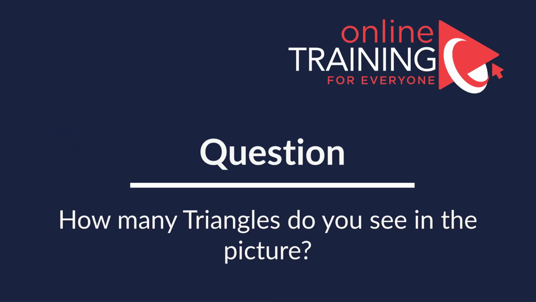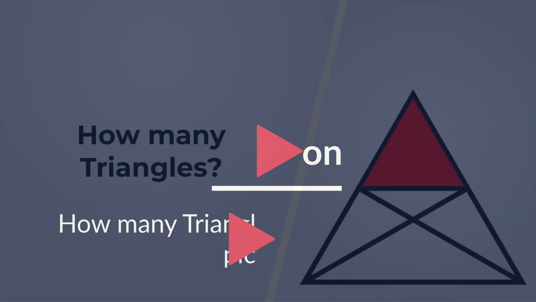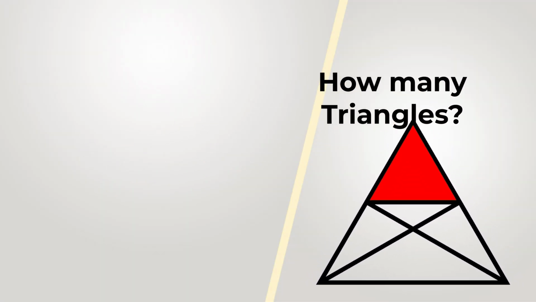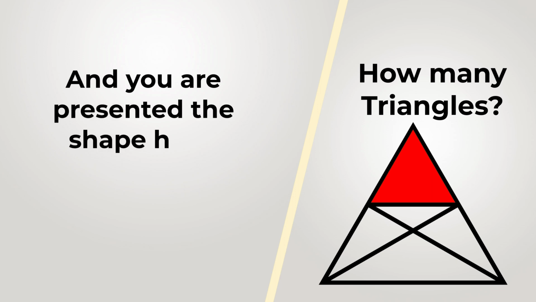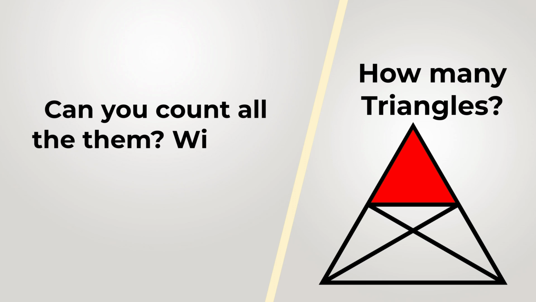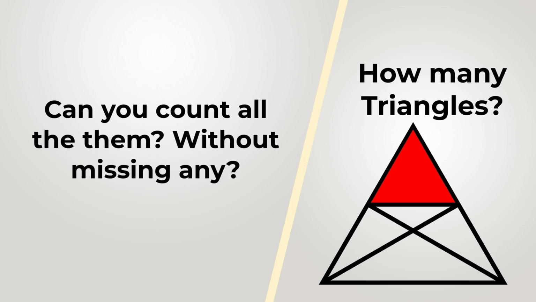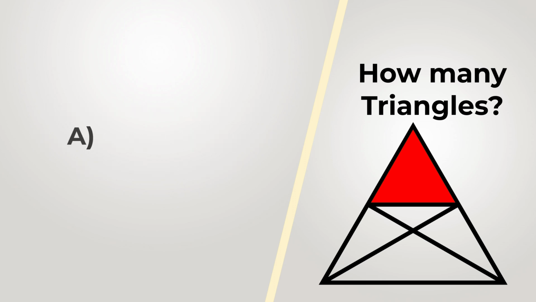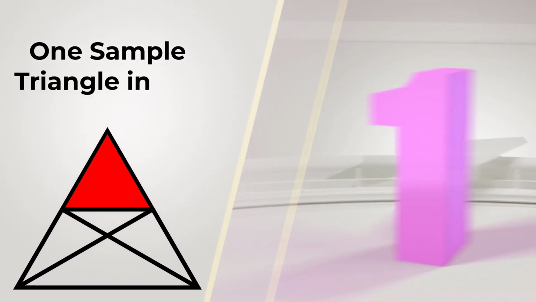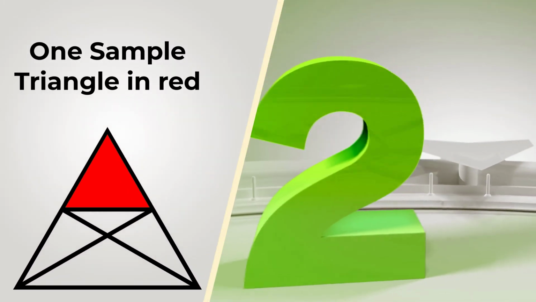This is one of my favorite questions, and there is a very high chance that you will get it on the assessment test. How many triangles do you see? You're presented with the shape on the left. There's a large triangle, and there are also lines inside of this large triangle. You have 4 different choices. Choice A, 9 triangles. Choice B, 12. Choice C, 17. And choice D, 24. 1 triangle is highlighted in red, but there are a lot of other triangles.